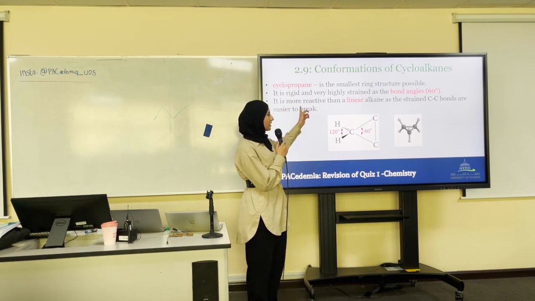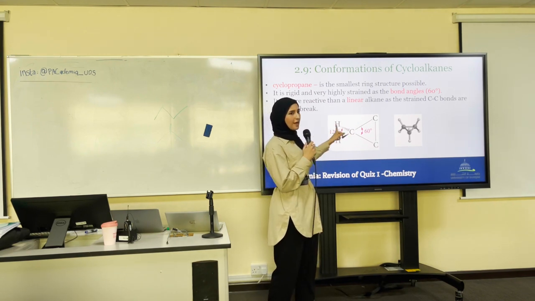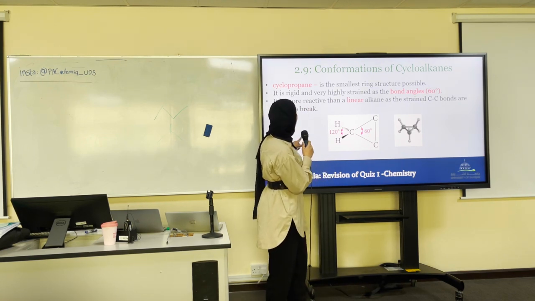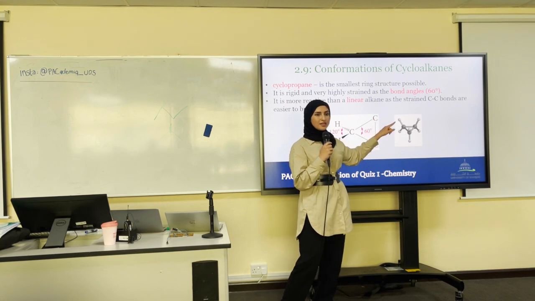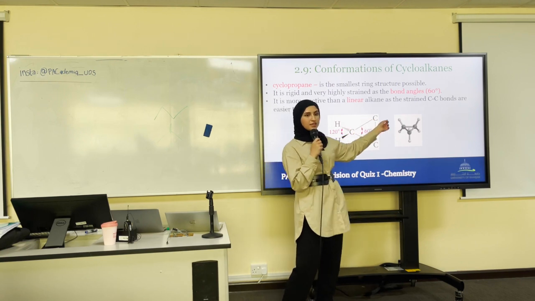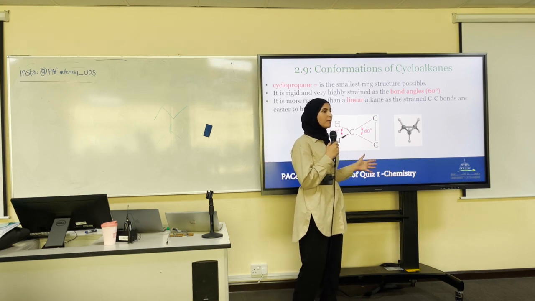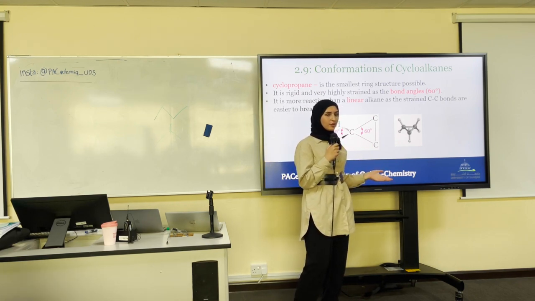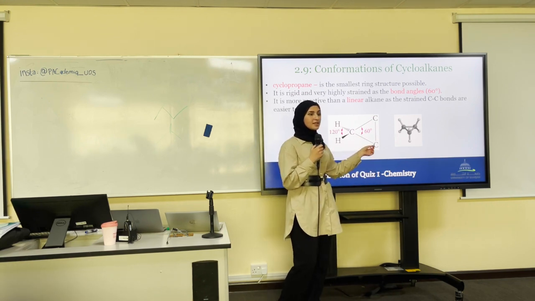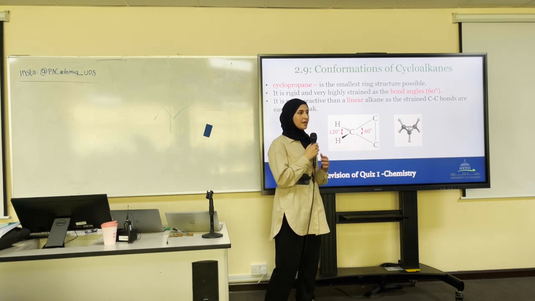For cyclopropane, what is the conformation shape of it? It is a planar shape, okay? So cyclopropane is the only shape that is planar. And as you can see, the bond angles between them are 60 degrees. Ideally, in an unbranched or linear alkane, we know the bond angle is what? 109.5, right? So 60 degrees is much, much smaller, right? So that's why it is less stable than a linear propane, okay?